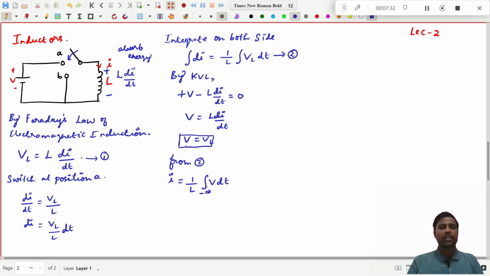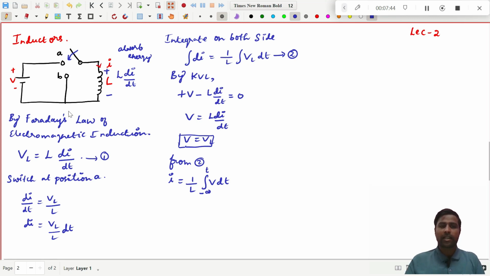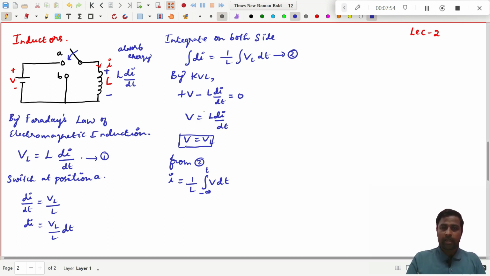Minus infinity to, what is the time you need to find, right? If you want to find the current value, for example, you take that this circuit is connected at a particular time. Now I need to find what is the current at 5 seconds. Again, we will take the same thing at a particular time.